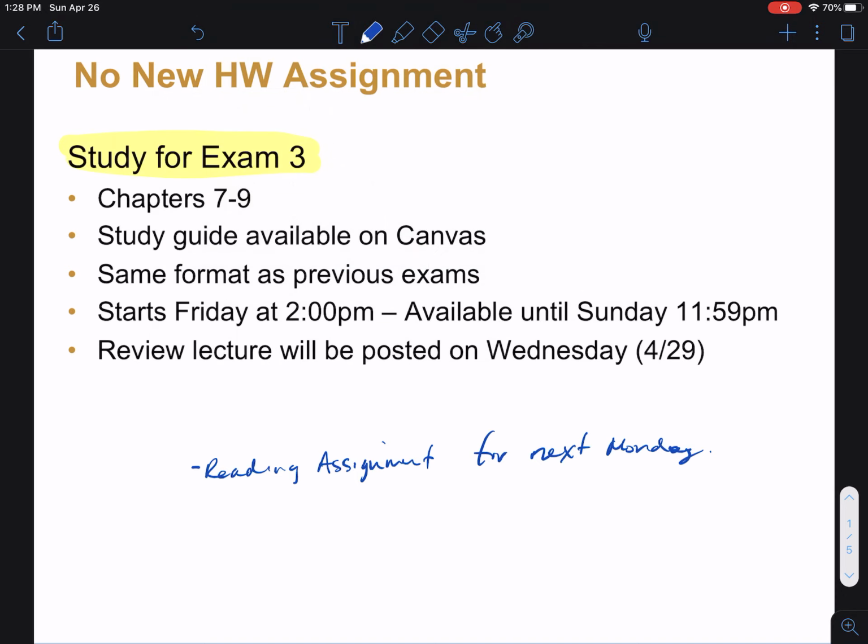That will be on chapters 7 through 9. There's already a study guide up on Canvas. The format will be pretty much just like the previous exams, nearly identical to the last one. It will be available Friday at 2 p.m., and I will have it open for you to take until 11:59 p.m. Sunday. Now, keep in mind, again, it will be a timed exam, so once you open that up, you'll only have an hour to complete it.